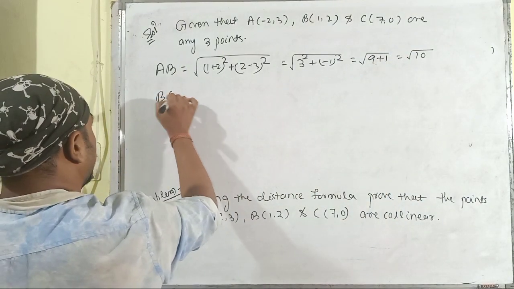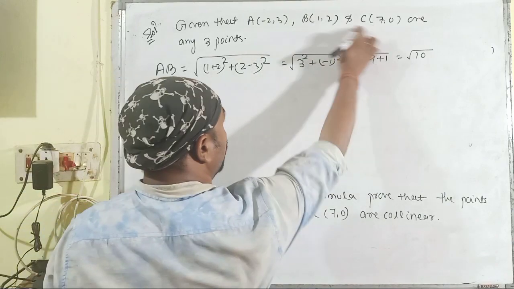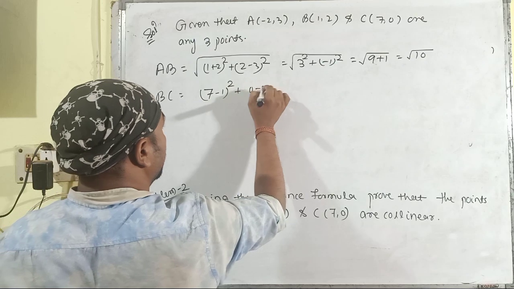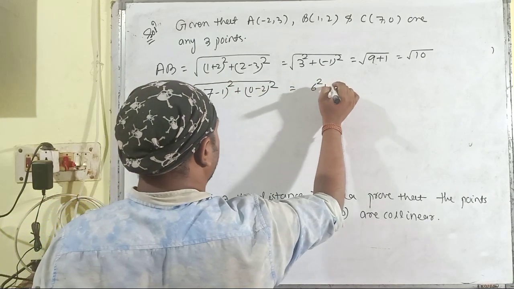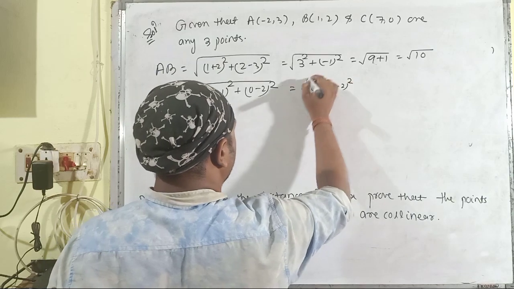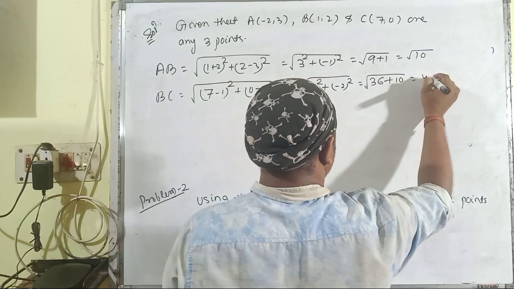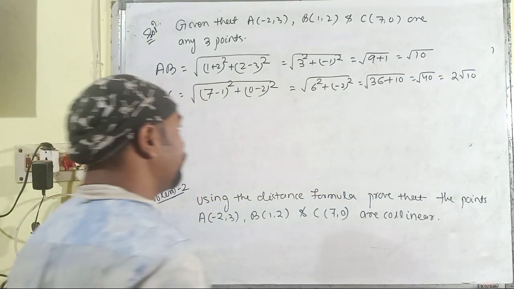Then again moving towards the length of BC. So considering these 2 points, we have 6 squared plus (-2) squared. Then this is 36 plus 4. That means it is 40. That means it is 2 root 10.